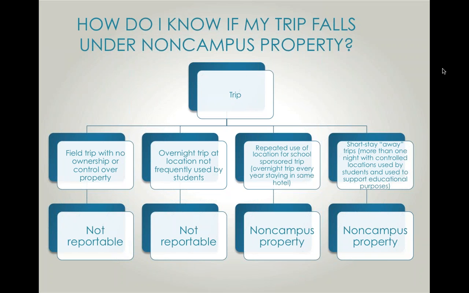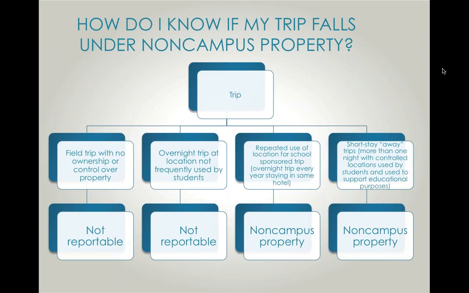So this slide really breaks down not only one of the frequently asked questions that we are hearing, but also one of the questions that we're seeing the most, even in the questions pane for this webinar currently. So the question is, how do I know if my trip falls under non-campus property? If there is a specific trip, how do we know when it crosses that mark to fall within non-campus property? Because again, in order for it to be non-campus, it has to meet those thresholds.